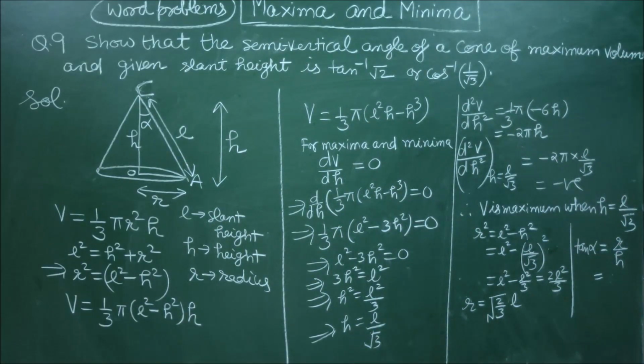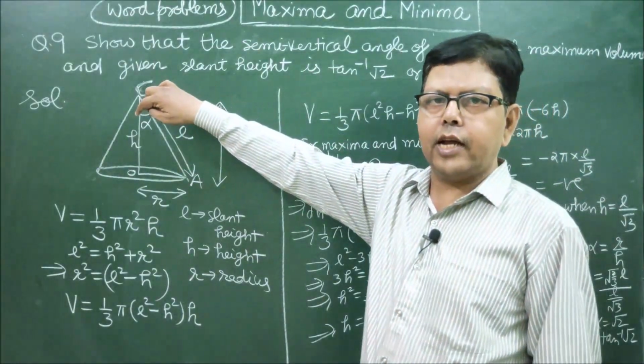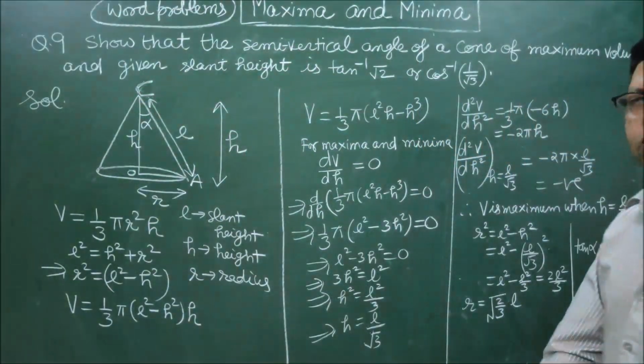The value of r is root 2 by 3L. Root 2 by 3L divided by the value of h, which is L upon root 3. So on solving this, L and L cancel, root 3 cancels. Tan alpha is equal to root 2, or alpha is equal to tan inverse root 2. So when the semi-vertical angle of the cone is tan inverse root 2, the volume is maximum.